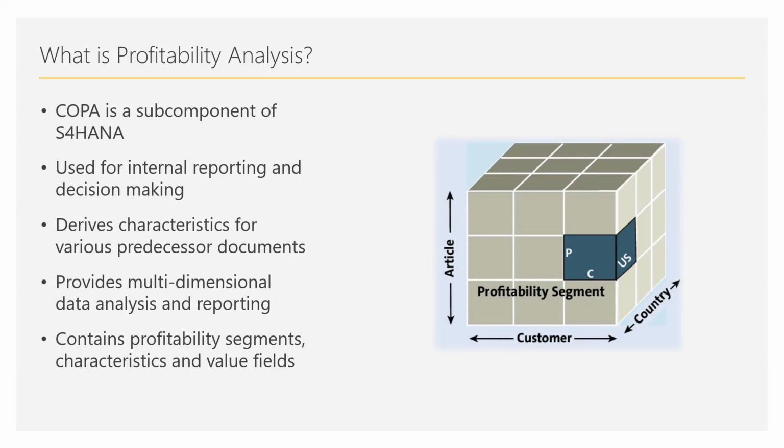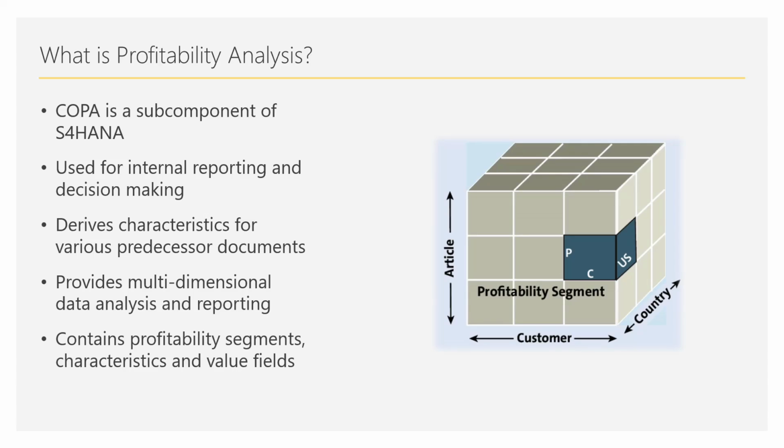So what is profitability analysis? Profitability analysis, or what we call as COPA, is a subcomponent of S4HANA which is used for internal reporting and decision making. Now, what is internal reporting? In every organization, we require external reporting, which means the legal reporting that the business or an organization is legally supposed to be submitted to the government.